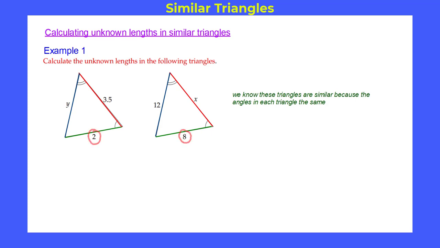So the next thing we have to identify is 2 numbers which occur on both triangles on the same colour line. Here we've got the 2 and the 8. Using that information, we're able to work out what the scale factor of enlargement is going to be simply by dividing the 8 by the 2, the biggest number divided by the smallest number. So in this case, my scale factor of enlargement is going to be 4.